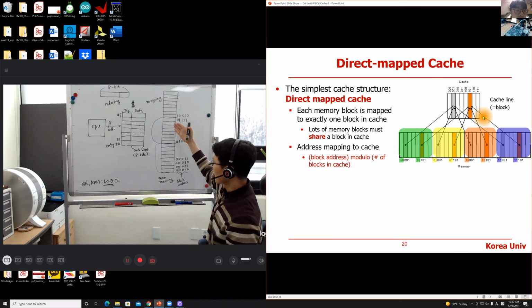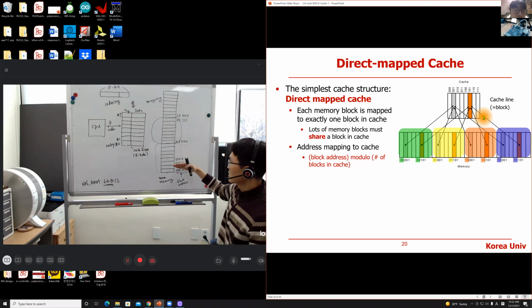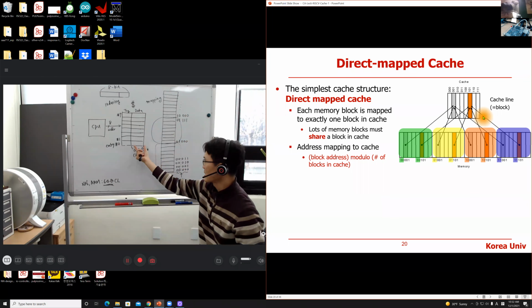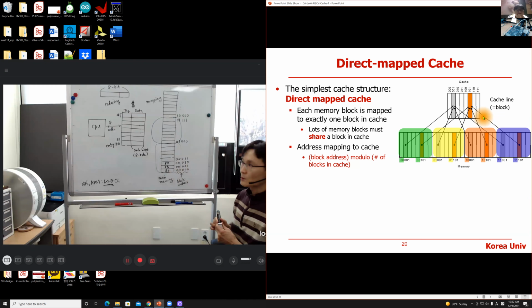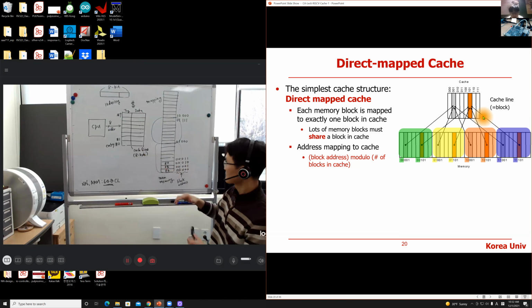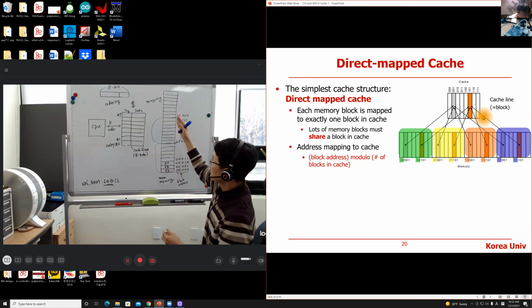Then main memory, right? Main memory is logically divided into these cache line sized blocks. Okay, so each one is 8-byte, 8-byte, 8-byte, 8-byte, right? So I'm trying to explain the mapping.